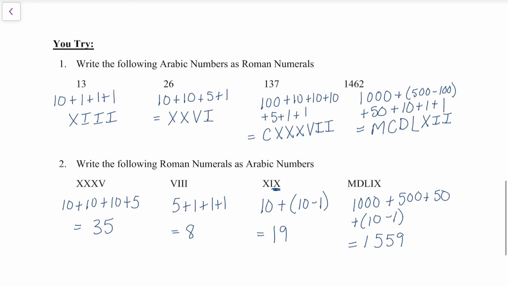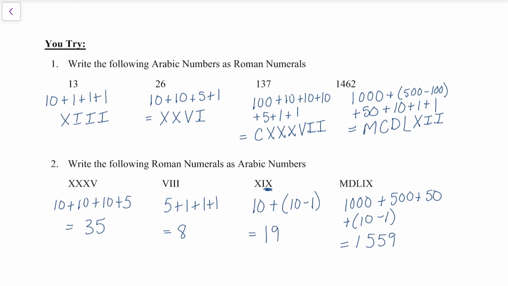Okay, so there you have it. That is how you go from a Roman numeral to an Arabic number and back. Again, you're just matching each of those symbols to their value as either a 1, 5, 10, 50, 100, 500, or 1,000, and then just following the Roman numeral rules in order to write them.